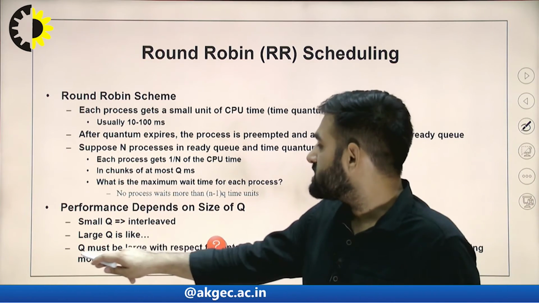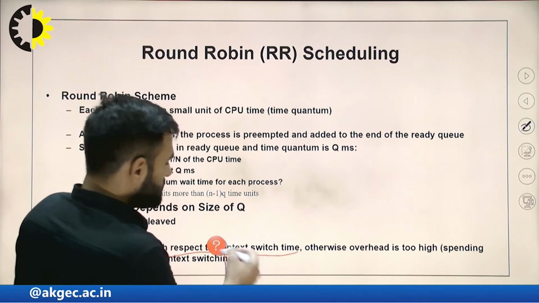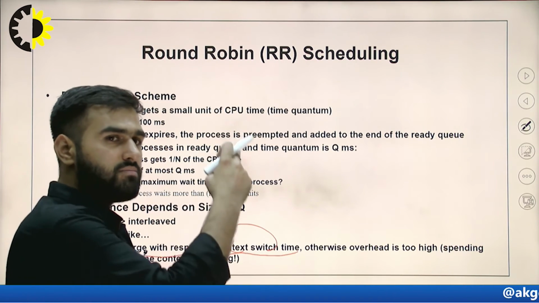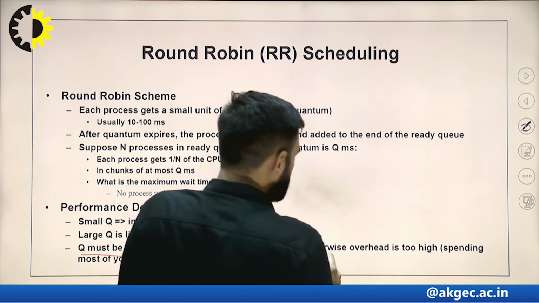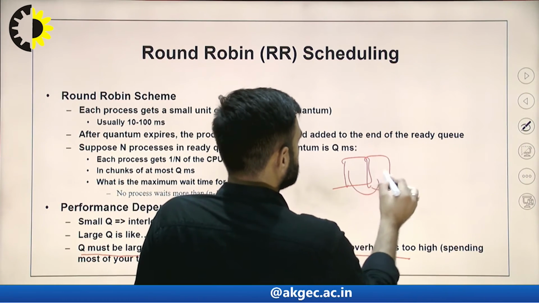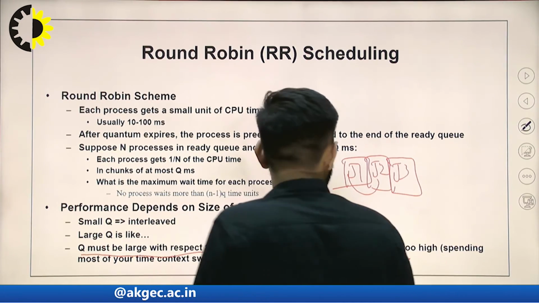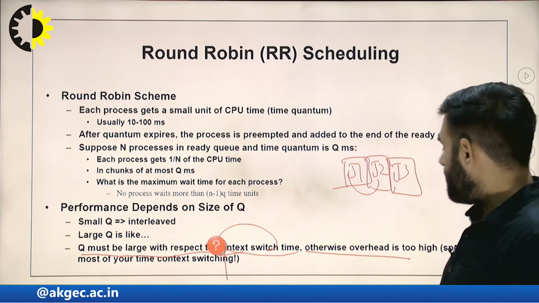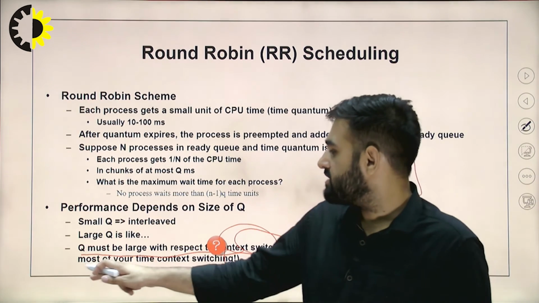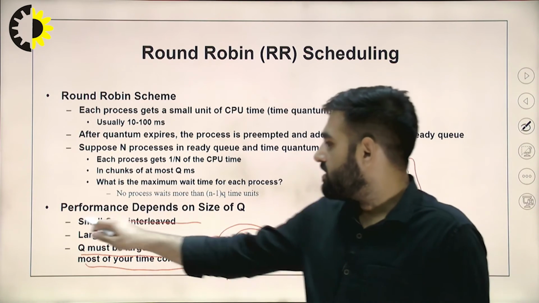See, the queue must be large with respect to the context switch time. If we want to minimize this overhead, what is the overhead here? Context switching. We must take care that the queue should be maximum, more. Otherwise, the overhead is too high. That means the context switching time is too high. Then J1, 2, 3 - the CPU will spend more time in context switching. It's spending most of its time in context switching. Right, so these are the scenarios when the queue is small and when the queue is large.